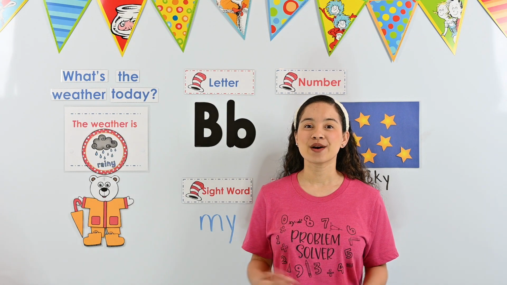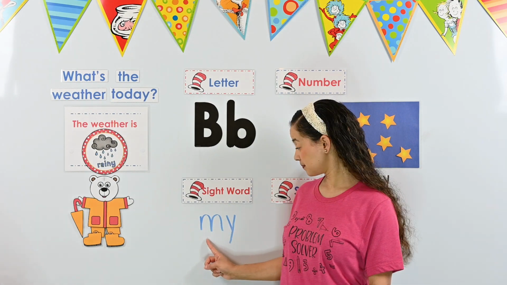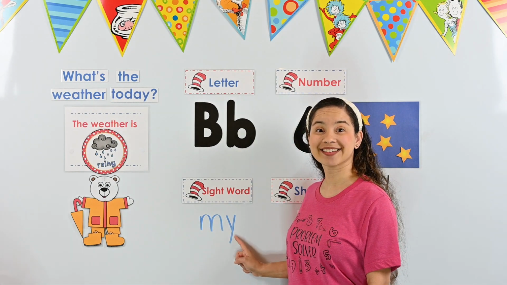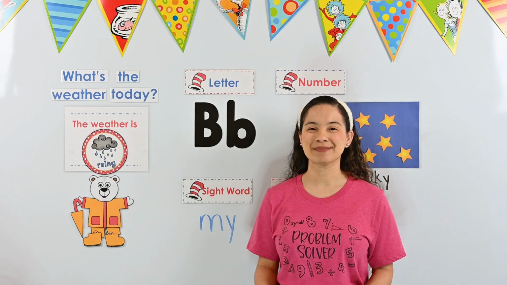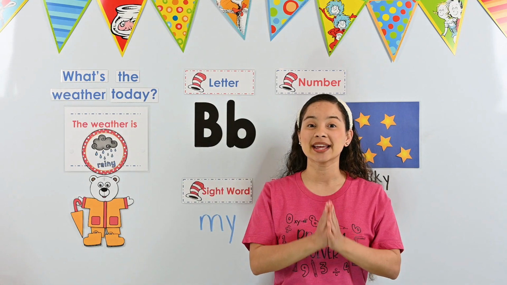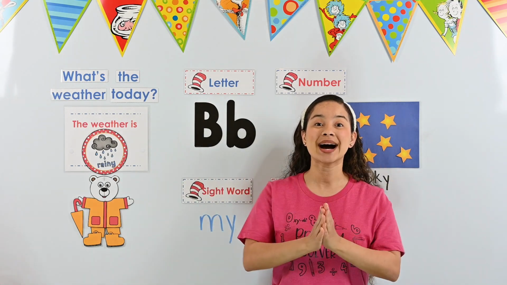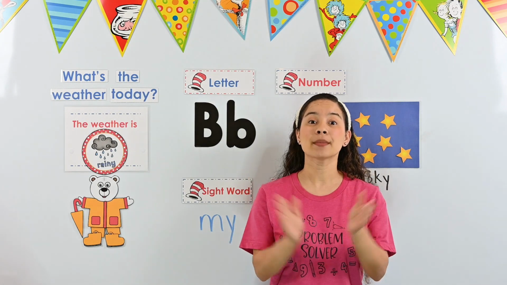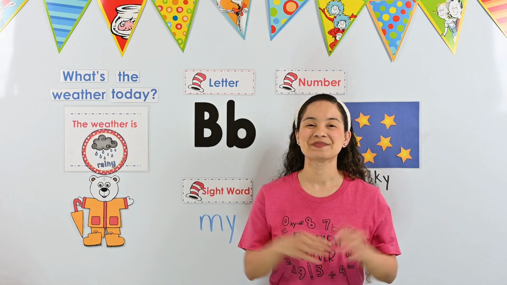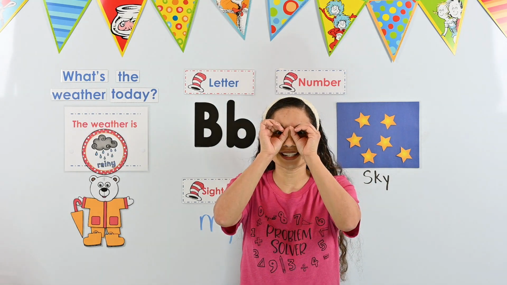It's the word my. Say it with me. My. Great. What letters are in the word my? Let's take a look. I see the letter M and the letter Y. M-Y spells my. Let's clap our sight word. My. M-Y. My. Good. Let's try it one more time. My. M-Y. My. Perfect.